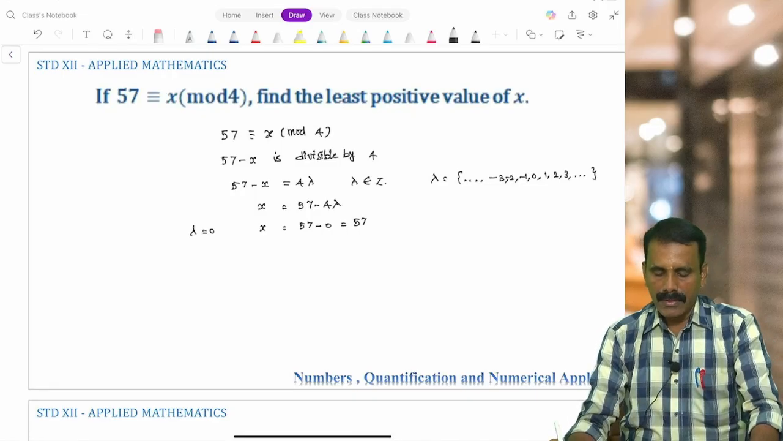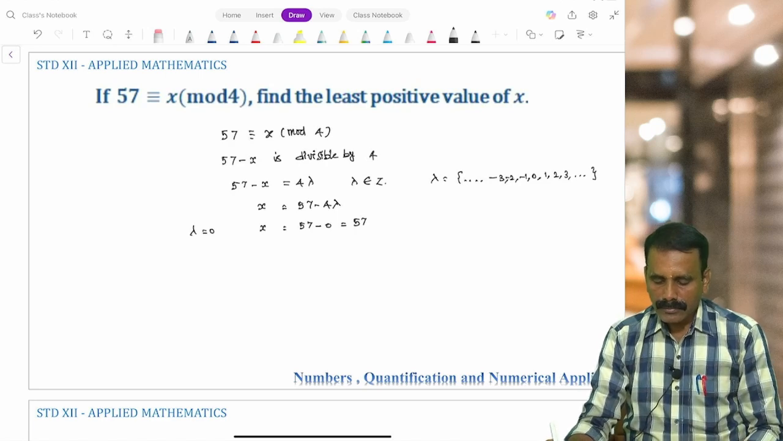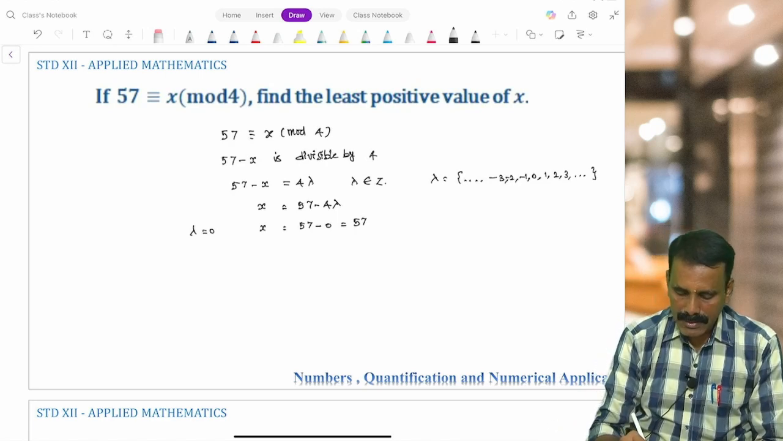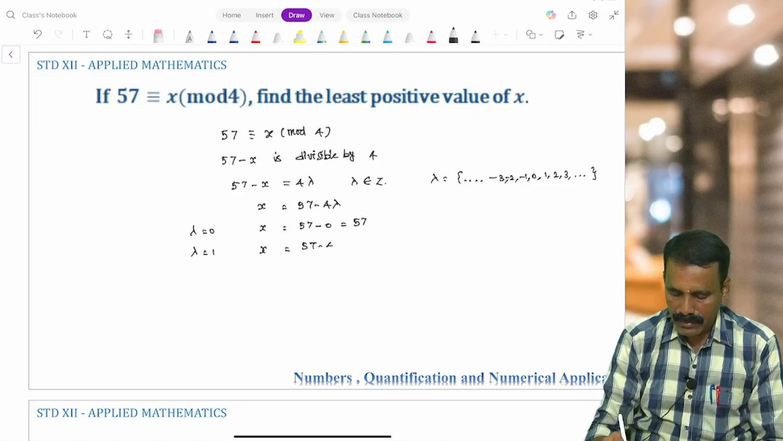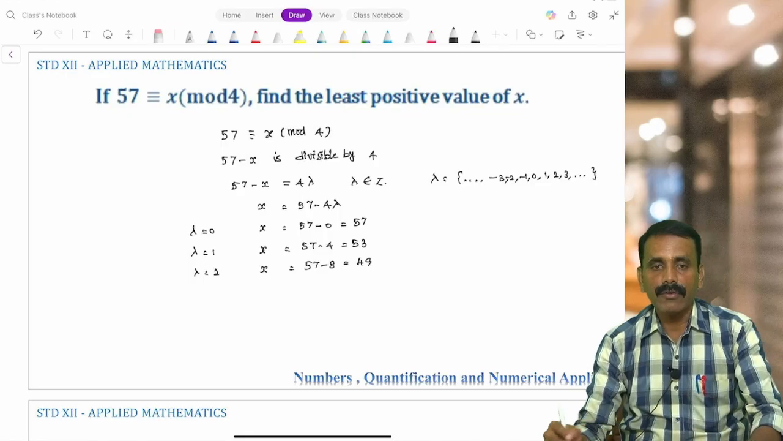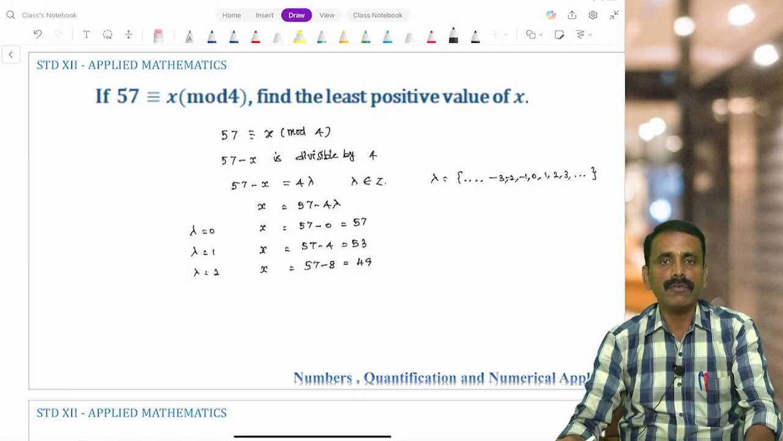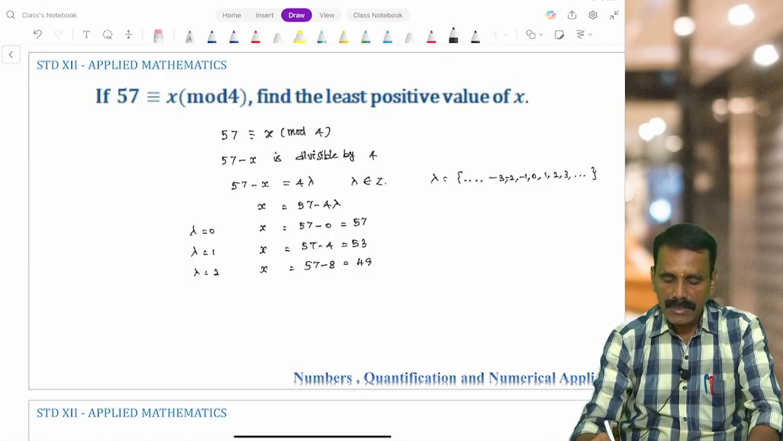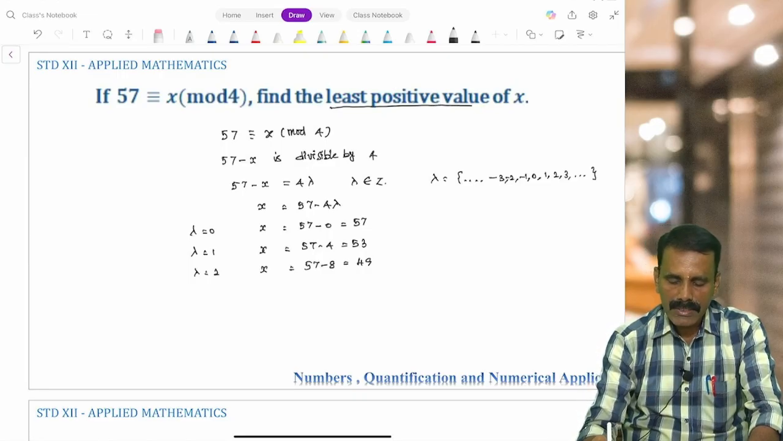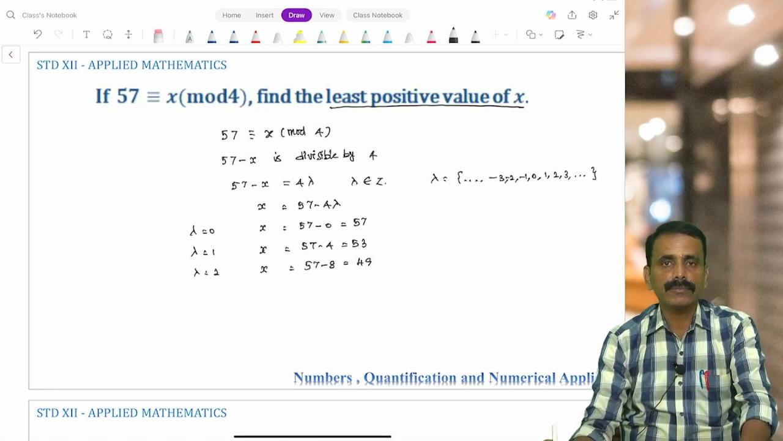Is it clear? If you substitute lambda equal to 1, your x value will be equal to 57 minus 4, that is 53. And when you substitute lambda equal to 2, your x is equal to 57 minus 8, that is 49. Like that, we substitute values for lambda to generate values for x. But our question is, we are supposed to find the least positive value for x.